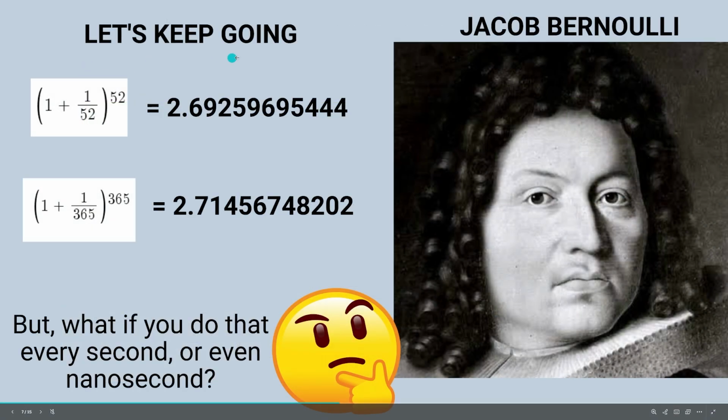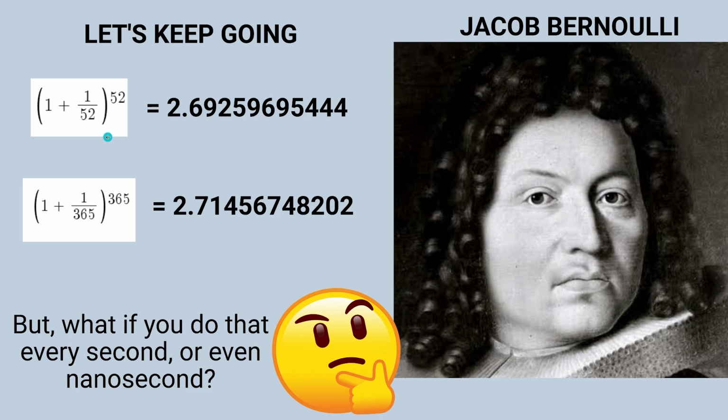So let's actually keep going. What about compounding interest every week? That'll give you a total of 2.69. And every day of the year, 365 times, that'll give us 2.71. And if you recognize the pattern, the number will increase over time, and later on when we use numbers larger than 365, we see this number approaches slightly above 2.7.